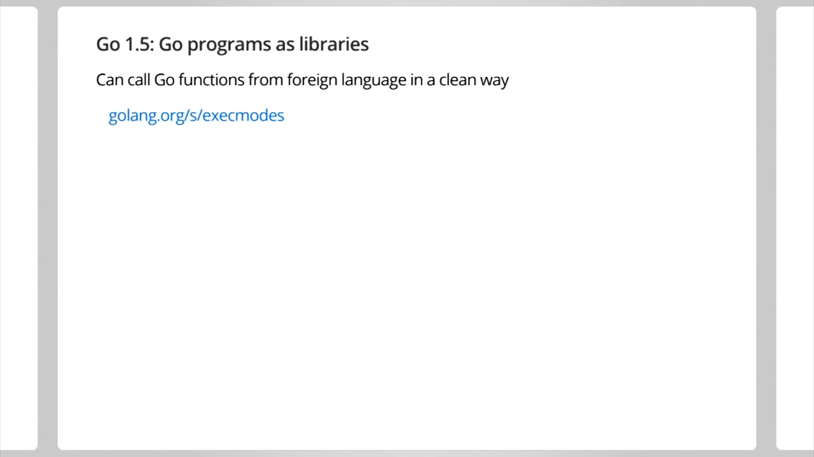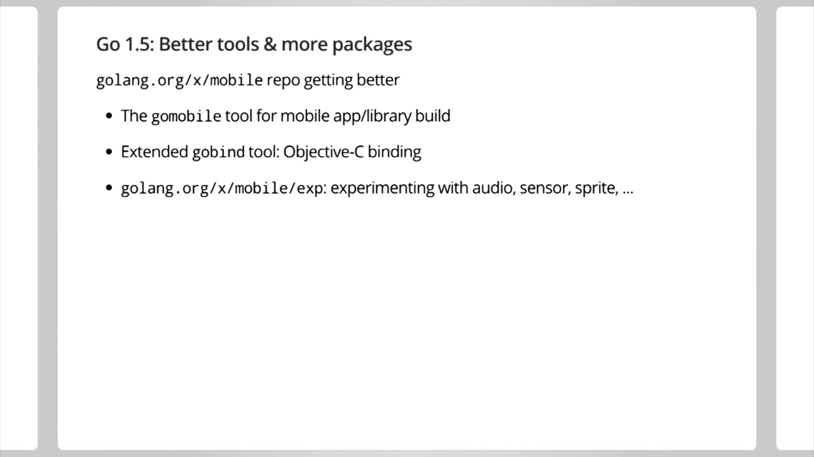And as I mentioned before, with shared library support, now we can call Go functions from a foreign language in a clean way. Ian Lance Taylor, Michael Hudson-Doyle, Srdjan Petrovic, David Crawshaw, and many open source contributors worked on that. Thank you very much. And the Go mobile repository is getting better. We have the gomobile tool to simplify the whole build process. We also extended the gobind tool to support Objective-C binding. And we are also experimenting with various packages to enhance the list of supported packages.